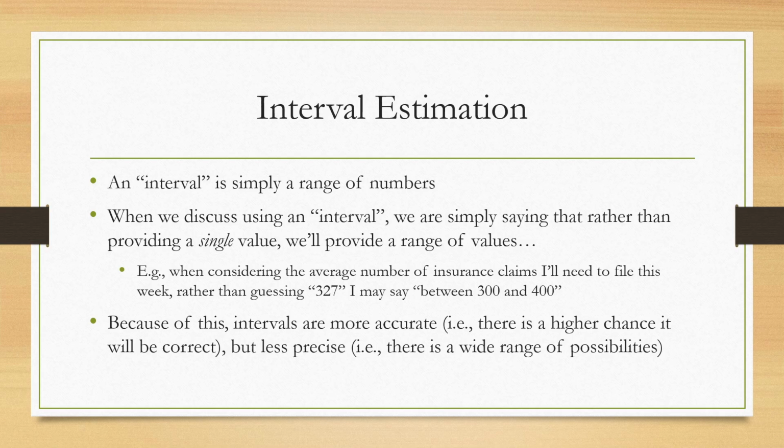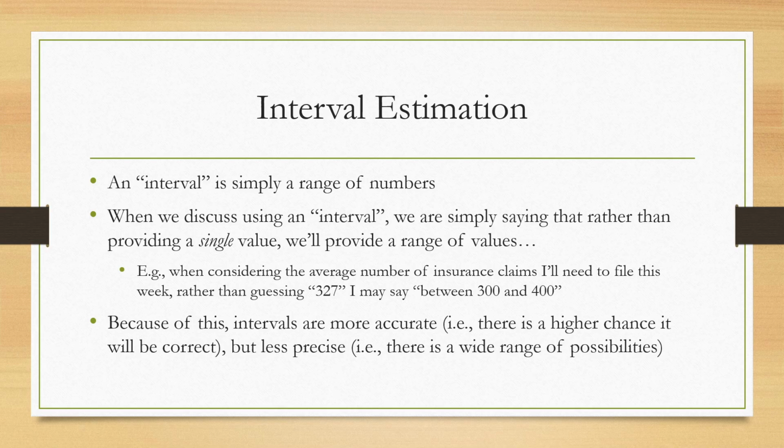Now, because I'm using a range instead of a single number, an interval by its very nature is going to be more accurate than a single number. But it's also going to be less precise. When I say more accurate, what I mean is there's a higher chance it'll be right. So in terms of the number of insurance claims I'm going to file this week, 327 is very specific. It's very unlikely that's going to be exactly right. But between 300 and 400, it's very likely that that will be true.